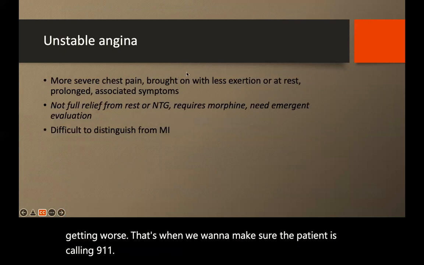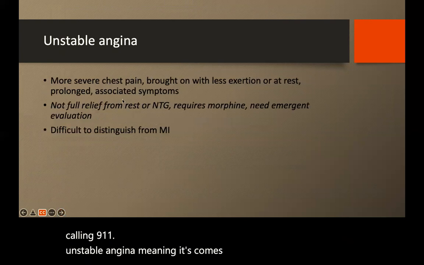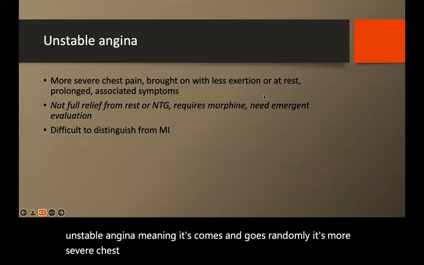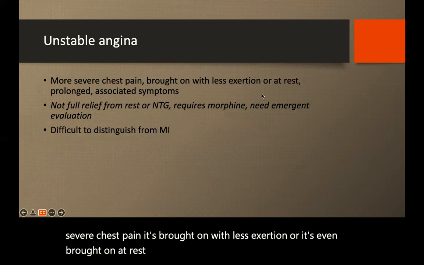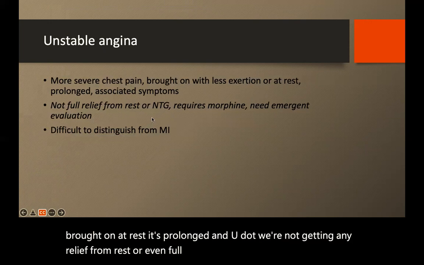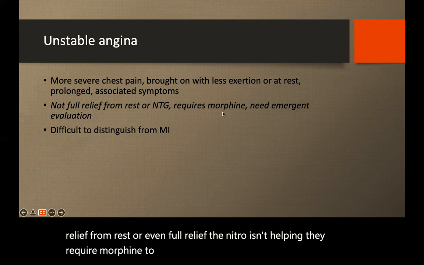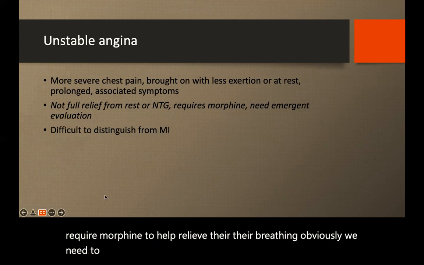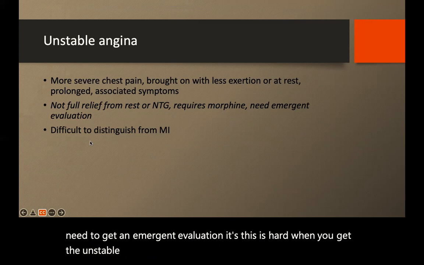Unstable angina, meaning it comes and goes randomly. It's more severe chest pain. It's brought on with less exertion, or it's even brought on at rest. It's prolonged, and we're not getting any relief from rest or even full relief. The nitro isn't helping. They require morphine to help relieve their breathing. Obviously, we need to get an emergent evaluation. This is hard. When you get the unstable angina, it's very hard to distinguish that from a MI.